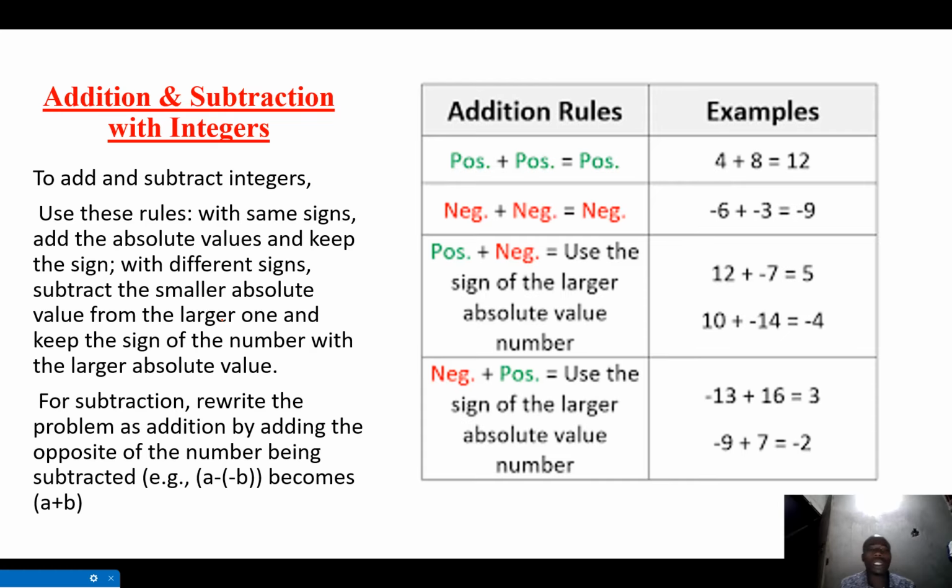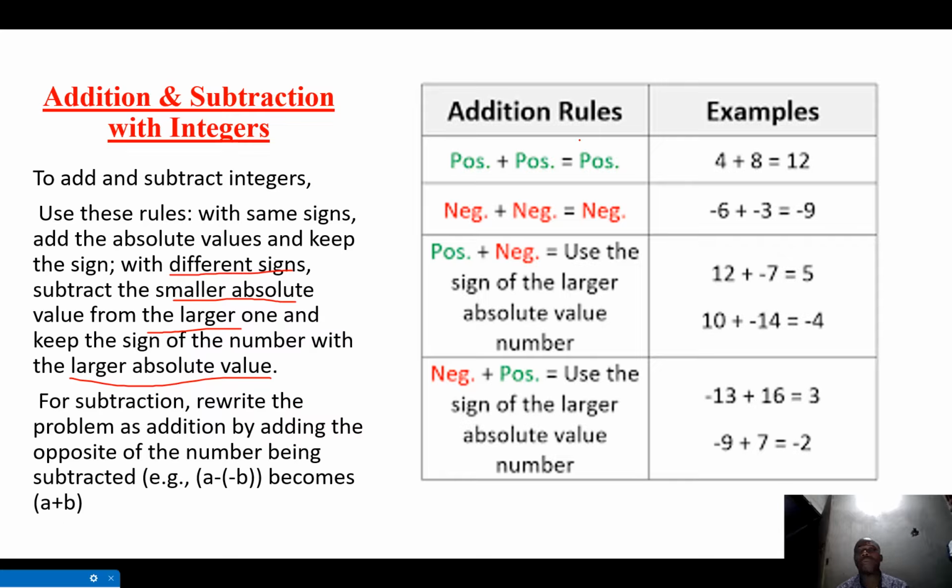We now go deep into addition and subtraction with integers. To add and subtract integers, we use rules. With the same signs, you add the absolute values and keep the sign. With different signs, subtract the smaller absolute value from the larger one and keep the sign of the number with the larger absolute value. For subtraction, write the problem as addition by adding the opposite of the number being subtracted, e.g. a minus negative b becomes a plus b.